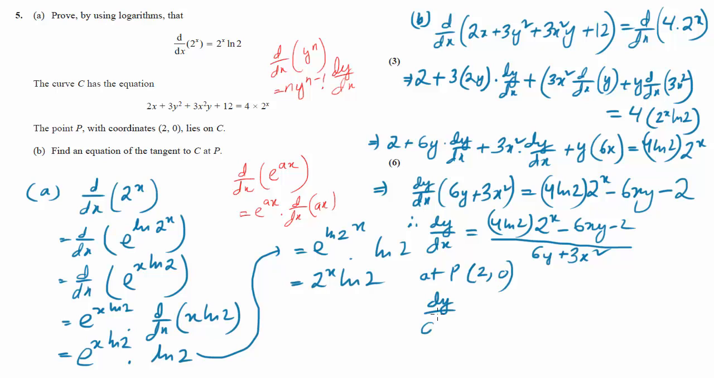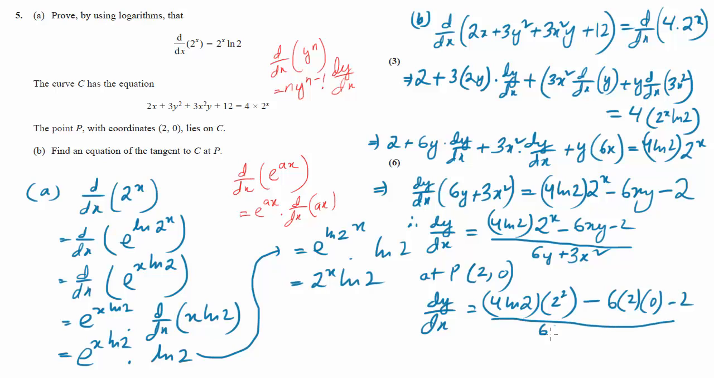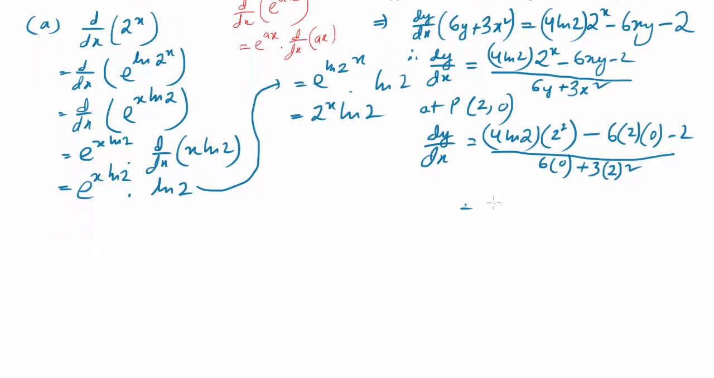So we can find the gradient dy by dx: 4 ln 2. So x is 2, so we can write 2 to the power x means 2 to the power 2, minus 6xy. x is 2, y is 0, minus 2 divided by, we have 6, y is 0, plus 3x squared is 3 times 2 squared. So now we can calculate this. Then this term becomes 0, so this is minus 2 divided by 6 times 0 is 0, plus 4 times 3 is 12. So this is the gradient. We can simplify this. 16 by 12 is going to be 4 by 3 ln 2 minus 2 by 12 is going to be 1 by 6.